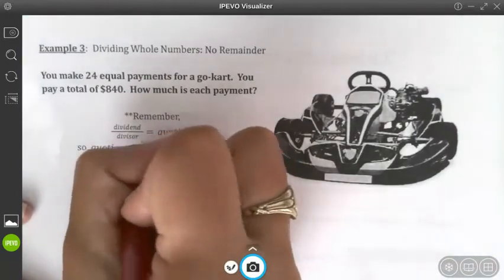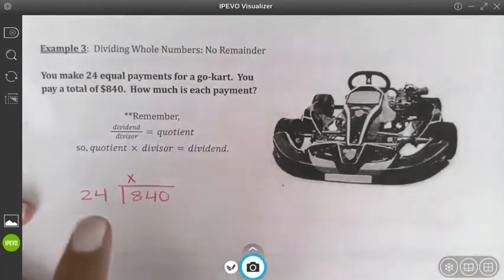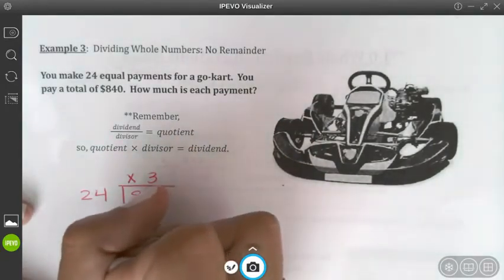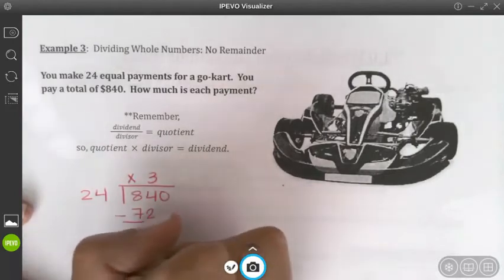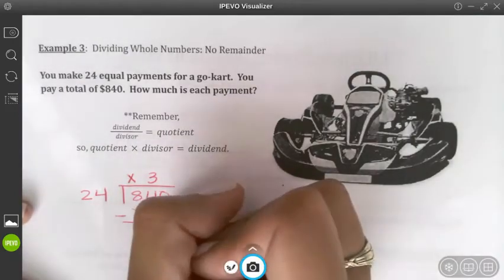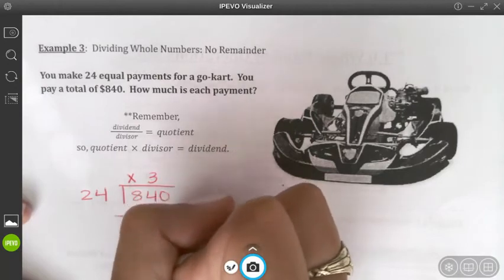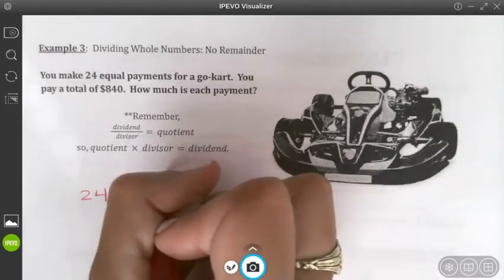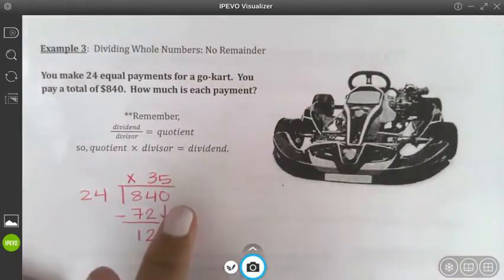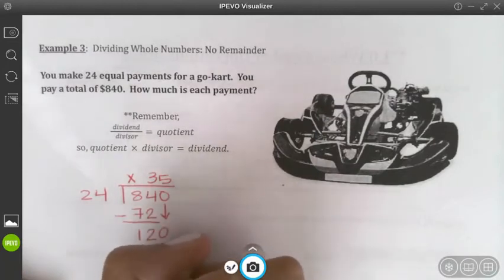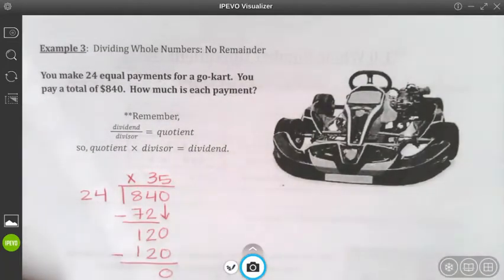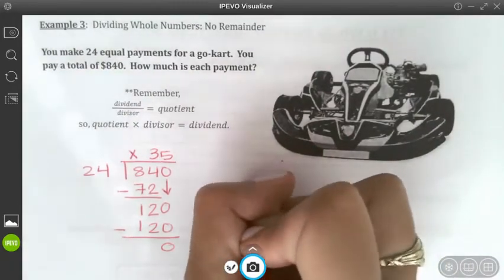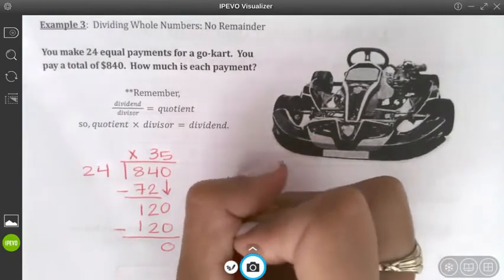24 does not go into 8, so I put an X right above 8. 24 goes into 84 3 times. 3 times 24 is 72, and we subtract. We have to keep going because we have a remainder here, so I'm going to bring my 0 down. 24 goes into 120 5 times. 5 times 24 is 120, and we are left with no remainder. So my answer is, how much is each payment? $35.